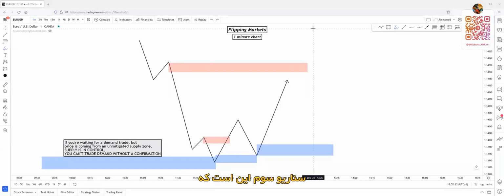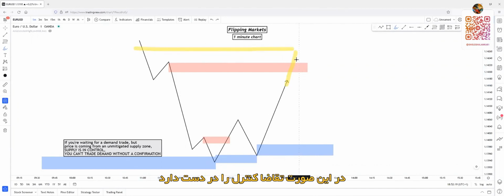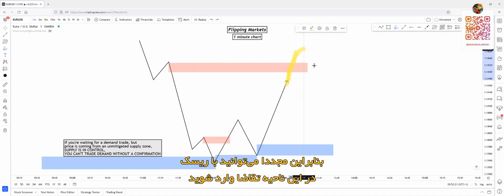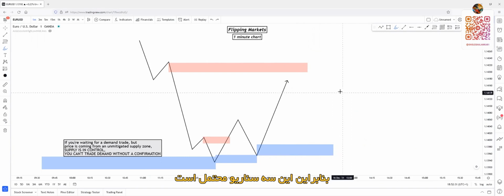The third scenario is if price breaks through this supply zone and does not tap into any supply zone, so demand will stay in control, then you can execute a demand trade again on this zone because demand is fully in control because it broke through the last supply zone. So these are the three possible scenarios.